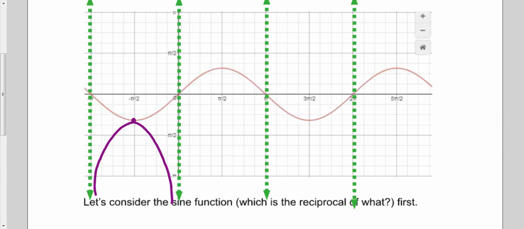What about over here? It's going to be a smiler, right? For the same reason, Abby. For the same reason. So 1 over 1 is 1, so the cosecant there is 1, and it goes up, and it goes up. Just like that.